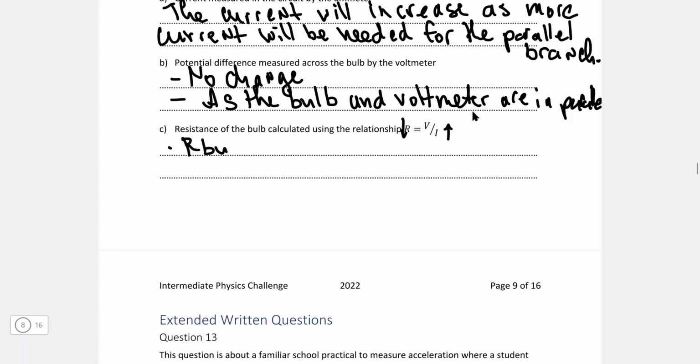So the resistance of the bulb will be lower as the measured current will be higher, and they're inversely proportional.